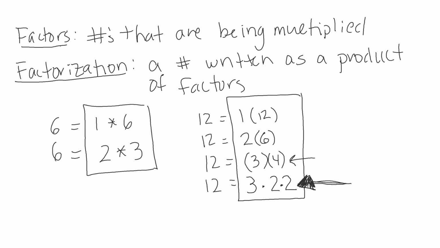But if we look right here at this factorization, what do you notice about the numbers that make up the factorization? Well, we've got 3, 2, and 2. Well, all of these are prime. So if all factors are prime, we have the prime factorization.